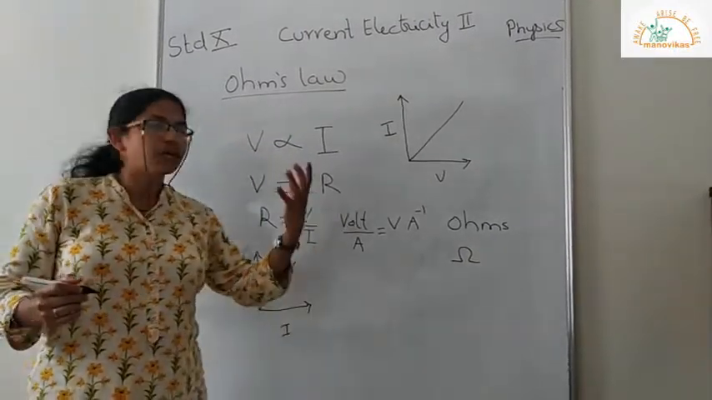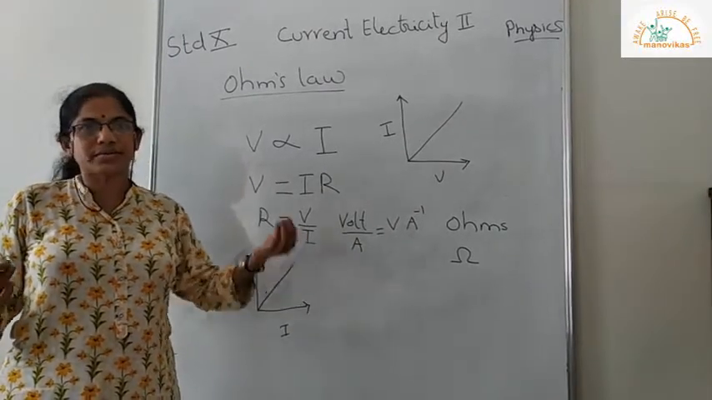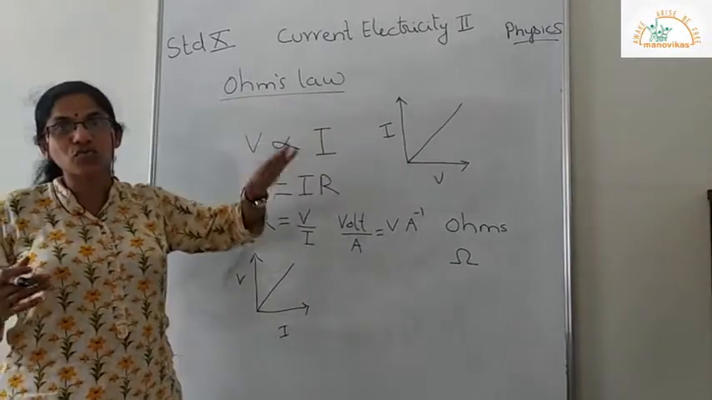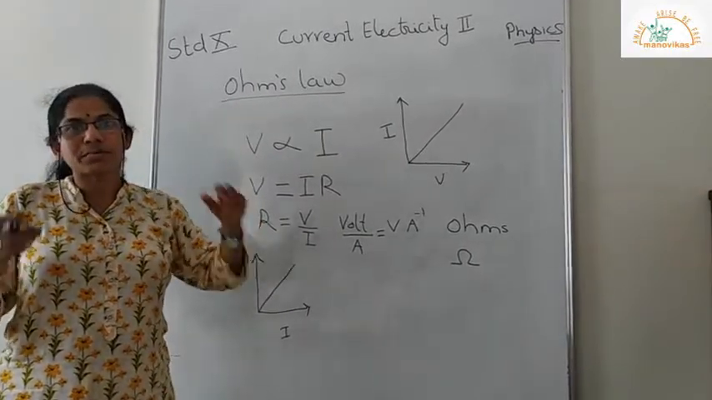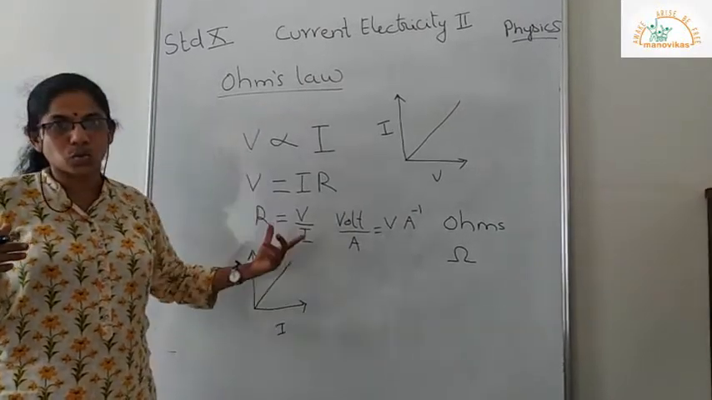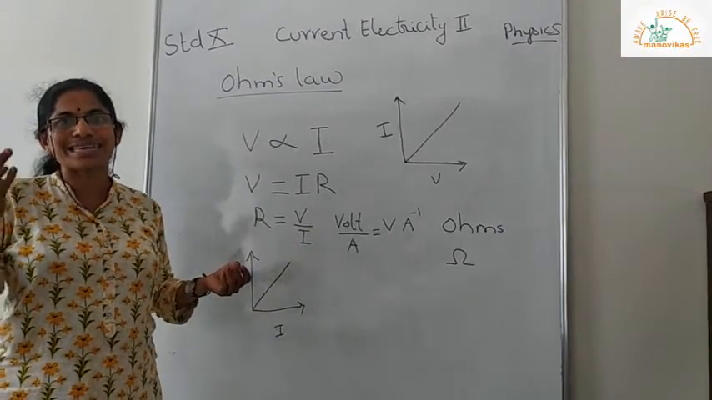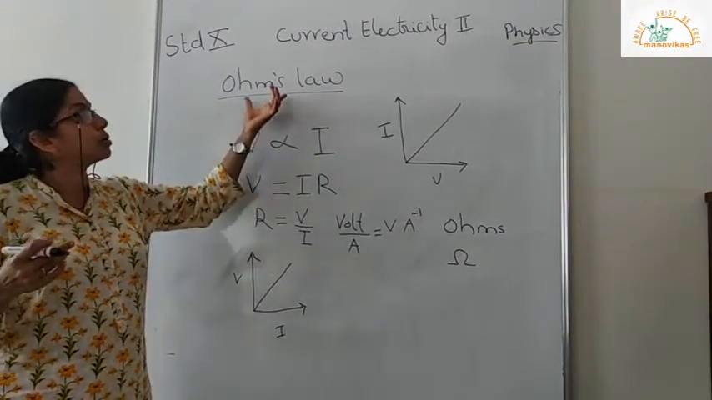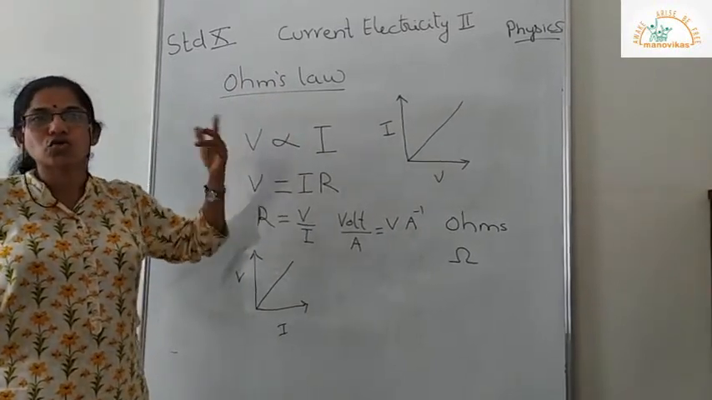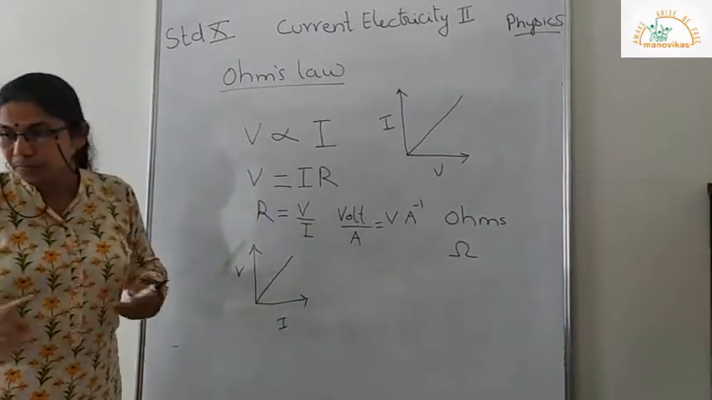Examples of ohmic resistors are all the metals, because Ohm's law is true at a particular temperature, but if the temperature increases, then Ohm's law will not hold true. Non-ohmic resistors are things like junction diodes, LEDs and transistors. They do not obey Ohm's law, so they are called non-ohmic resistors.